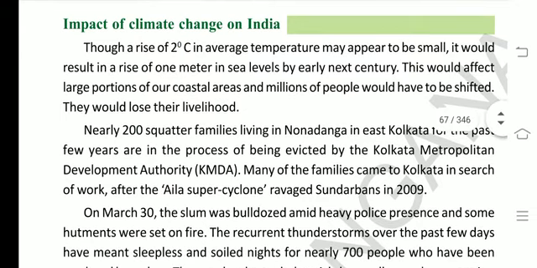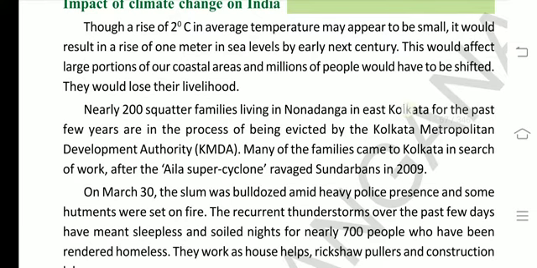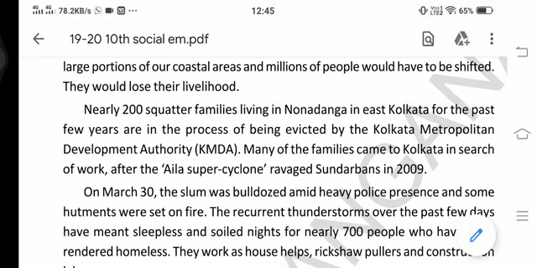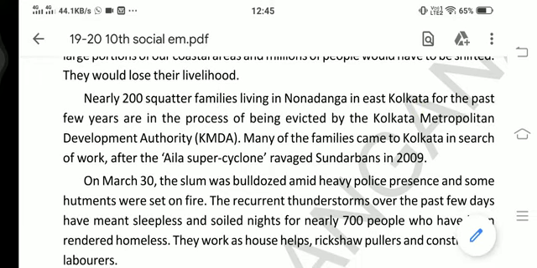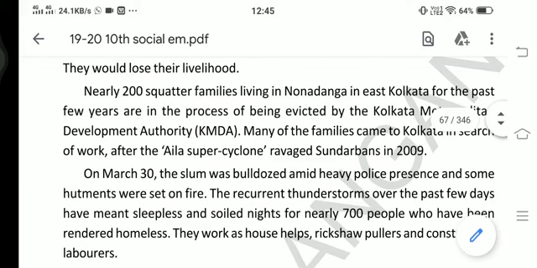One example we see here is the Aila super cyclone. This occurred in 2009 at Kolkata and completely destroyed the Sundarban deltas. Nearly 200 squatter families, small families who live in huts at Nonadanga in the east of Kolkata, faced flood damage. Then on March 30, all the slums were bulldozed. Bulldozed means they were removed.